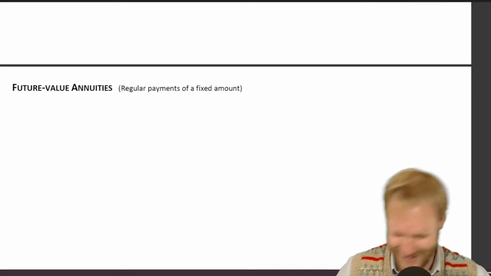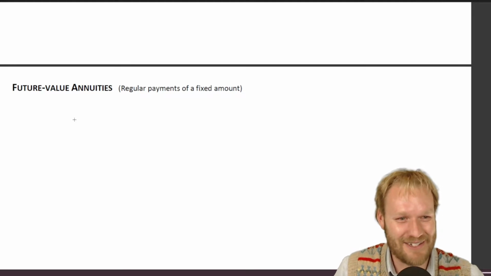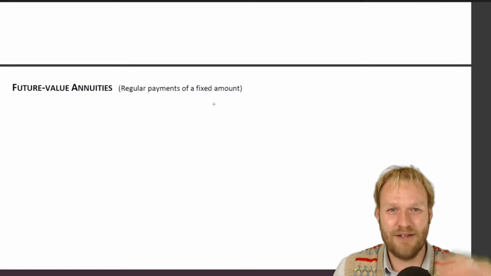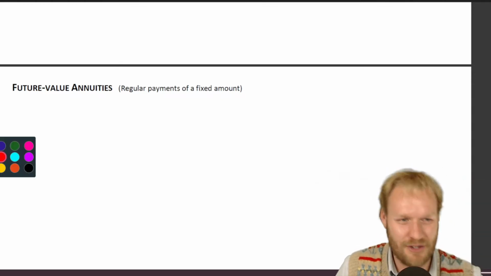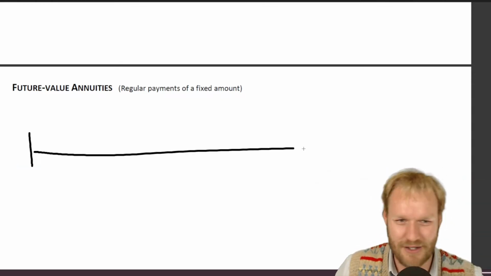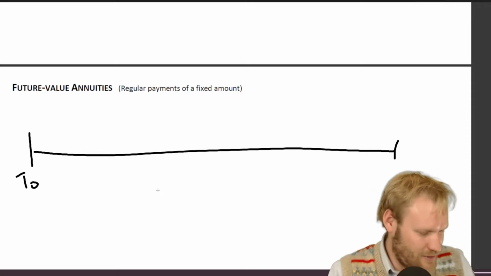Okay, well, let's head into some making it maths. Future value annuities is where we're at. So here's the idea. We're paying regular amounts, maybe every month or every year. Let's say that at T naught, there's something there, and we're going to look at it.